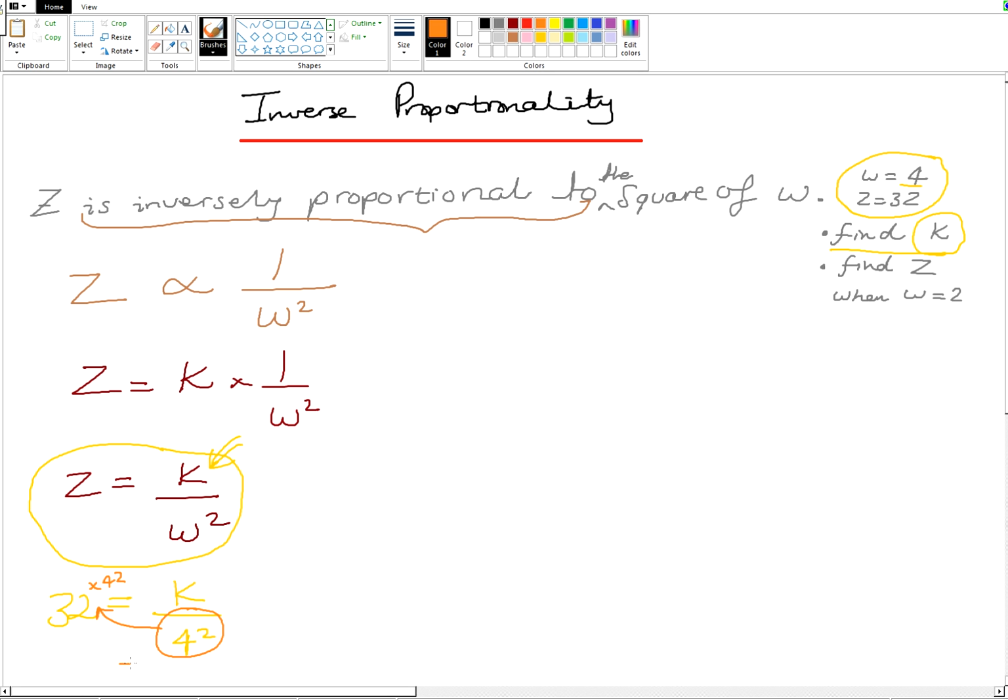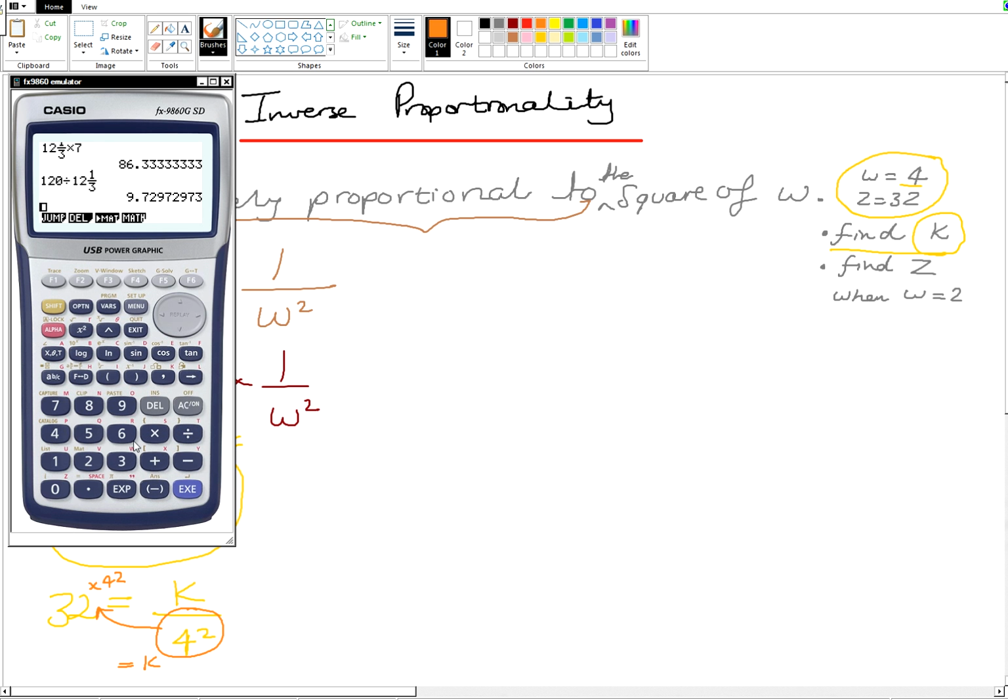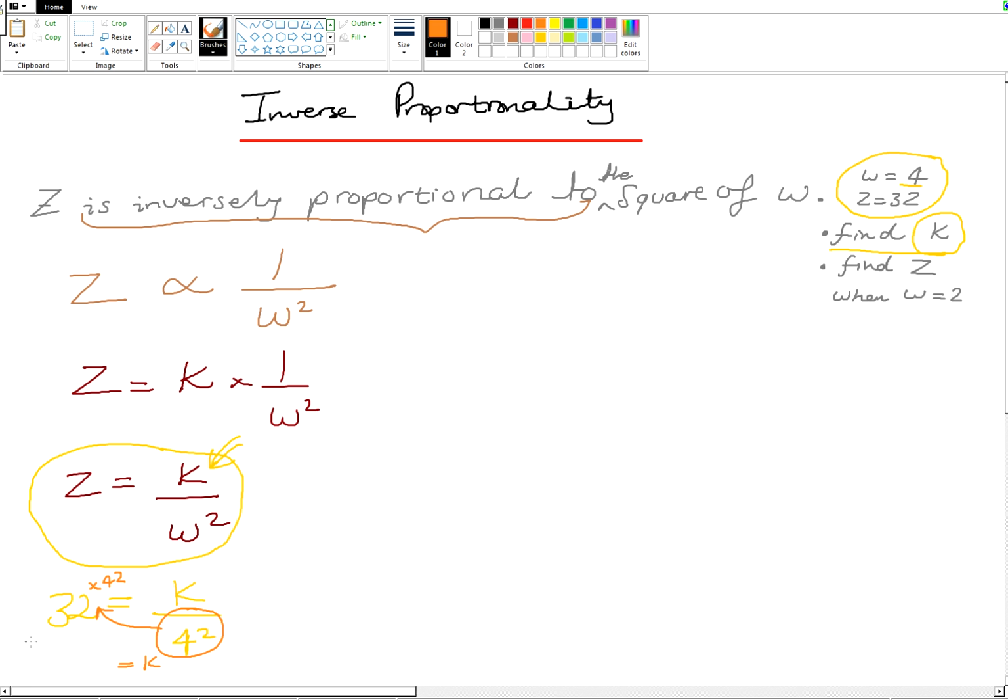So let's do that in the calculator. K is equal to 32 times 4 squared, which is basically times 16. That gives us a value of 512. So our K value is 512, and the K in Z equals K over W squared can now be replaced by 512.